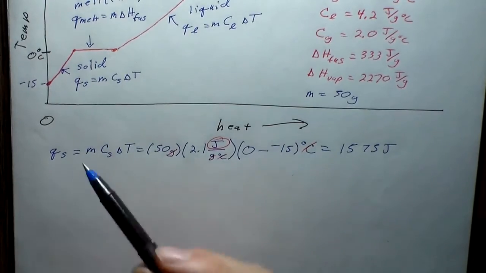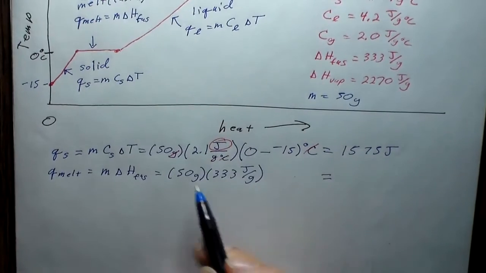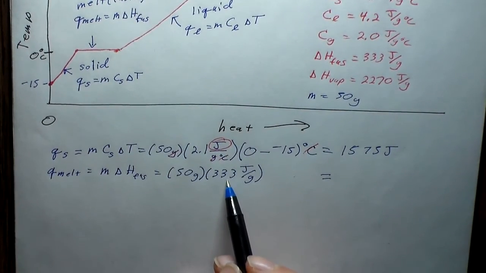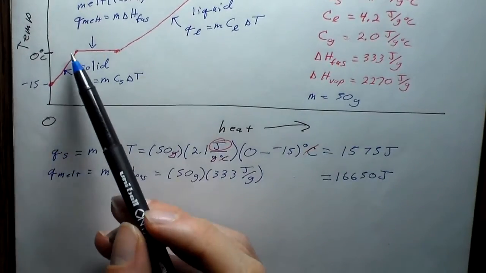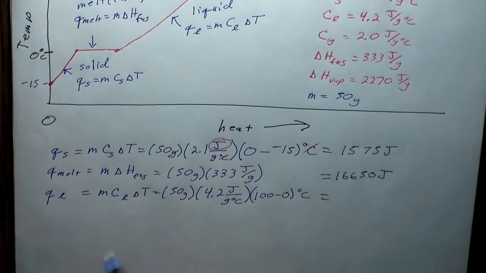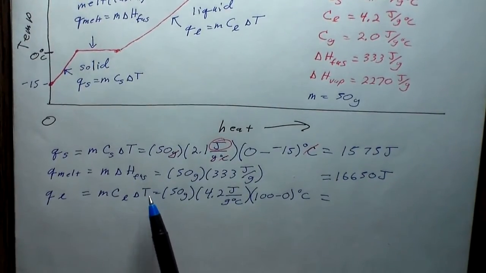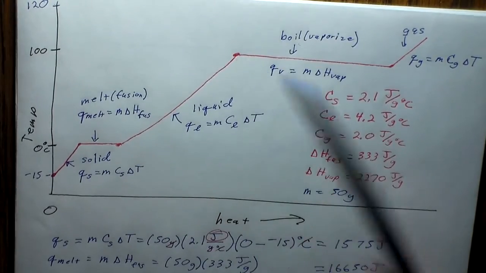All right, so at this point, we've warmed up the ice to 0 degrees Celsius. Now we have to melt the ice. That's just 50 times my 333 joules per gram, which we have right here. And that works out to be, so at this point, we've melted all of our ice. Now we're going to warm up the liquid. Notice here my delta T is different in this case because now I'm warming up the liquid as we're going from 0 to 100 degrees Celsius.